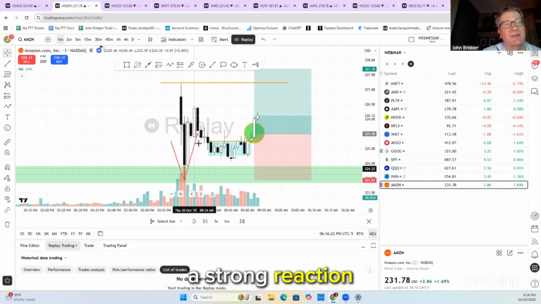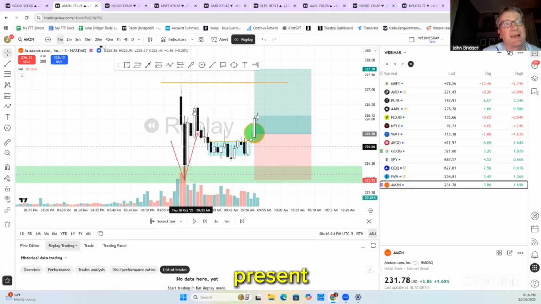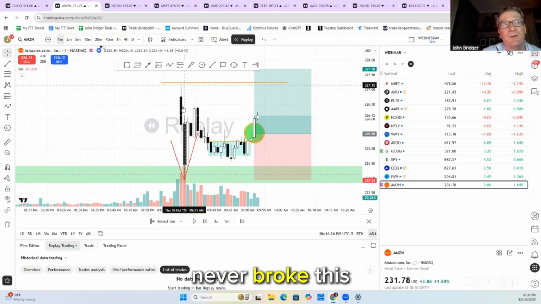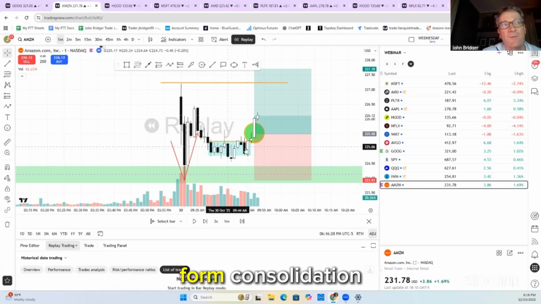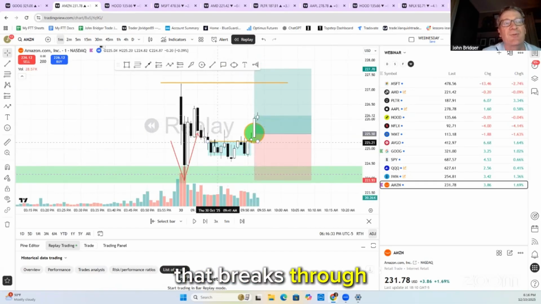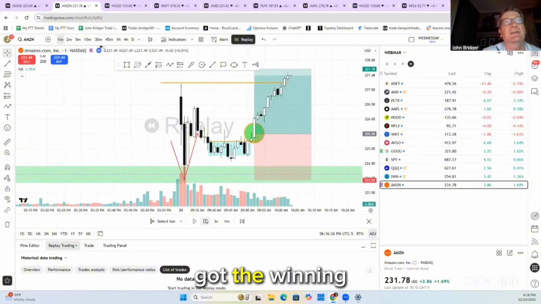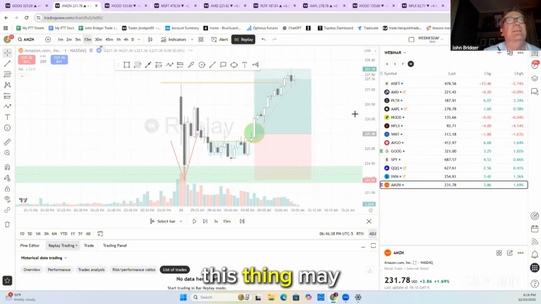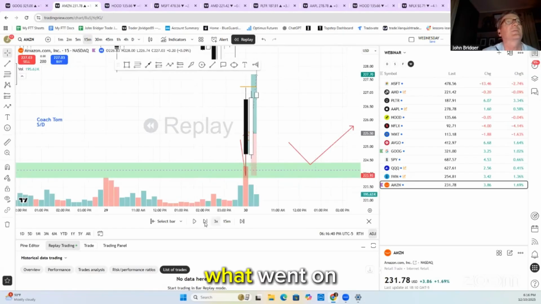I had a strong reaction, buyers are present, came back in, never broke this high, right? Came in, formed consolidation, but then you get this strong upside move that breaks through that consolidation. And you see, got the win. And I think, if I'm not mistaken, this thing may have petered out later on. Let's see what went on the rest of the day.